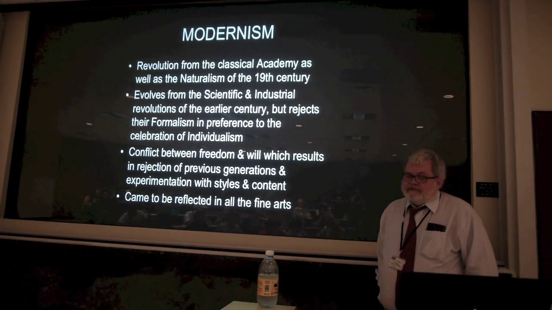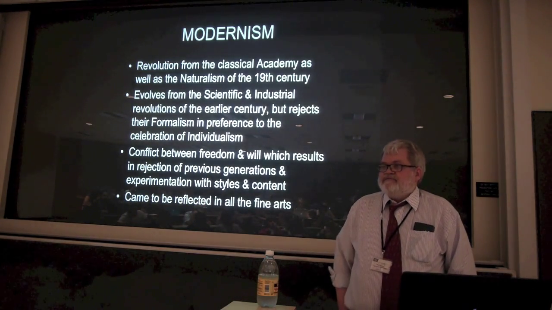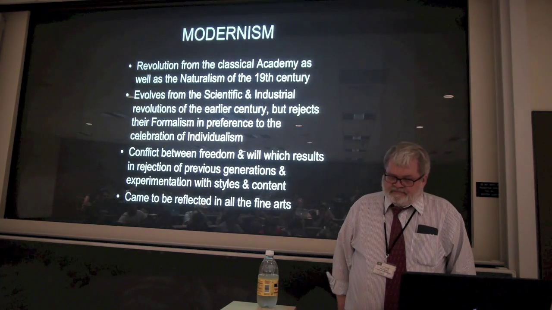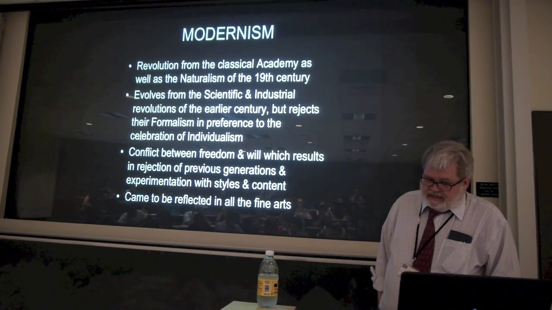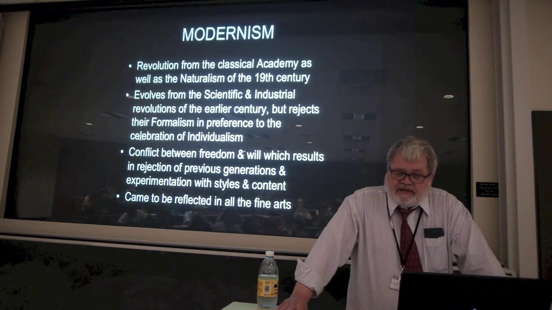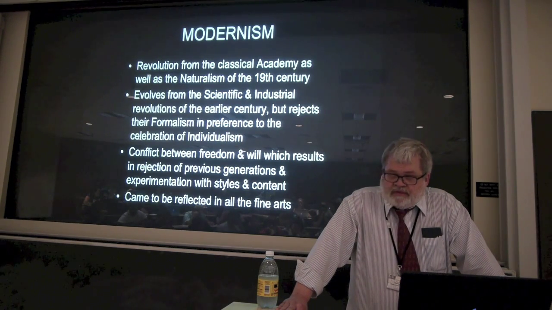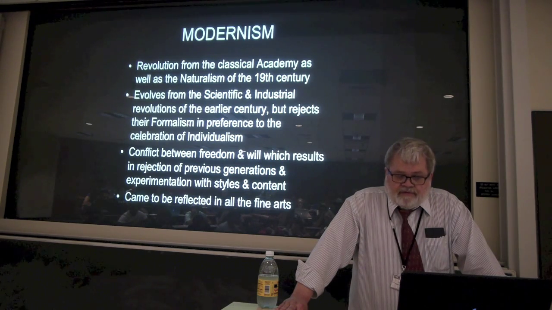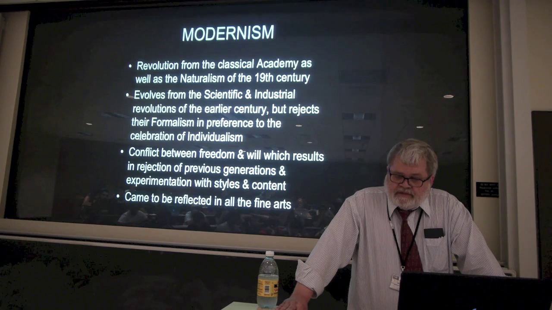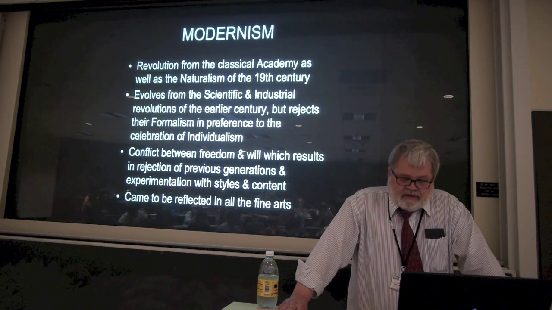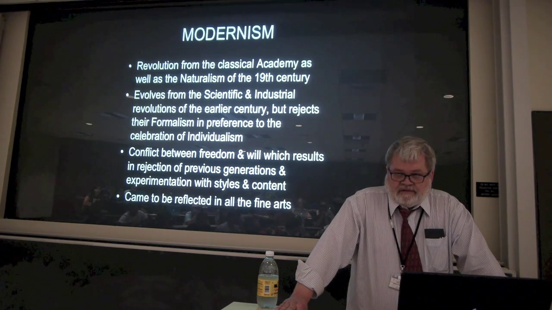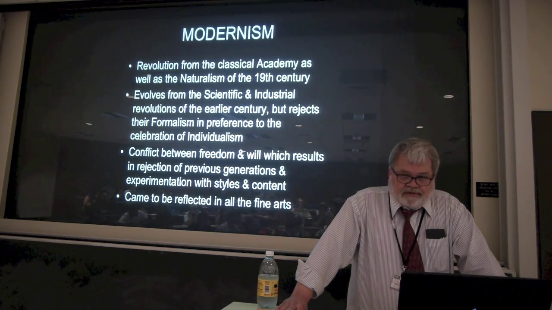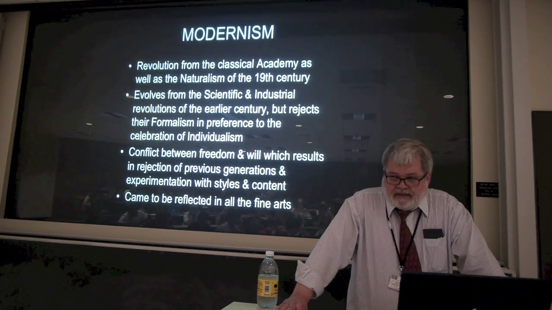Modernism was the big revolution against the classical academy, as well as against that naturalism, all those things that were happening in the 19th century. By the time of the century's turn, they were becoming very important. Yes, it evolved from scientific and industrial evolution, but it rejected that formalism. What counted was you as the individual artist, the way you were to express yourself. So there is that conflict between the freedom and the will. What should be done, what should be dealt with. And all that came to be reflected not just in painting, not just in photography, but in all the fine arts. This was also the revolution in music, in dance, in theater, beginning at this time too.